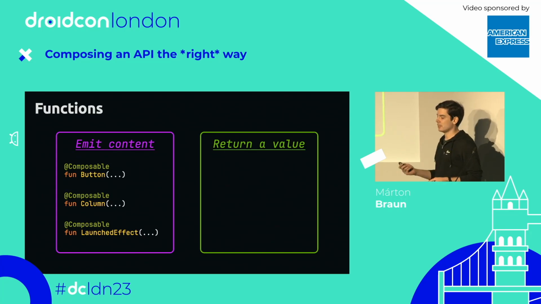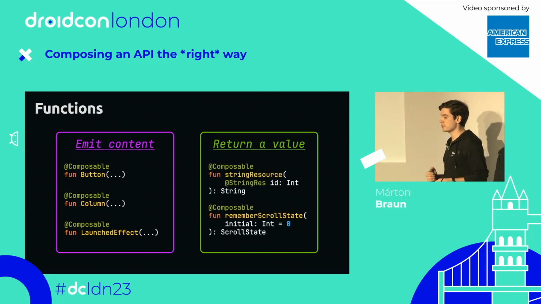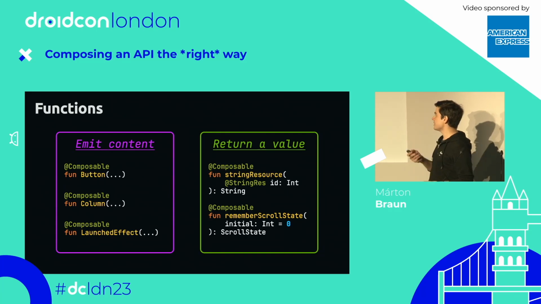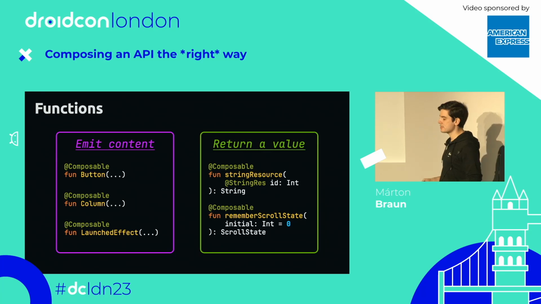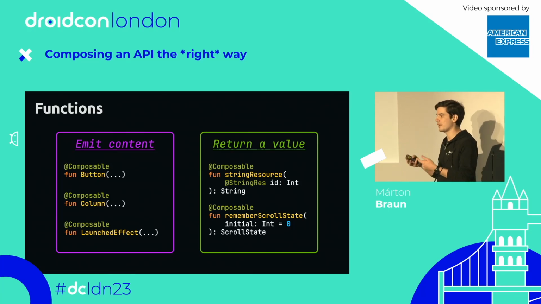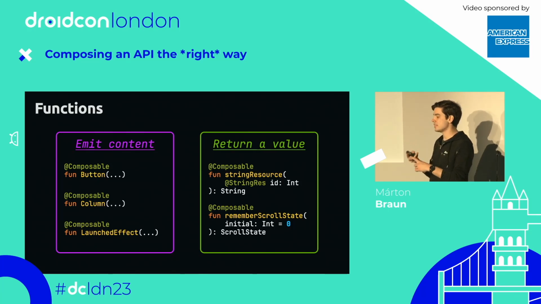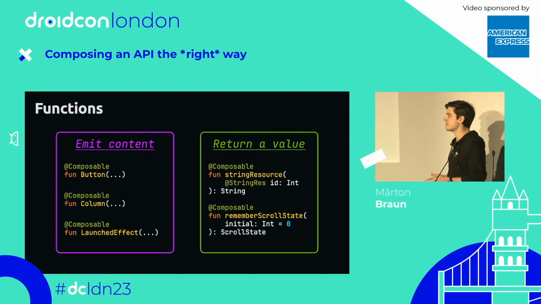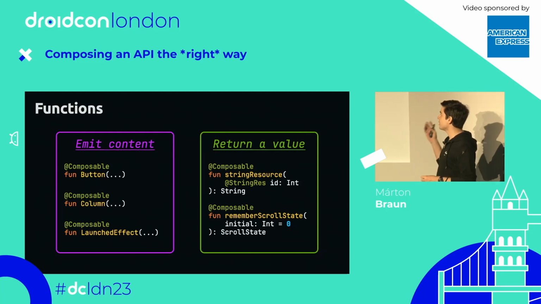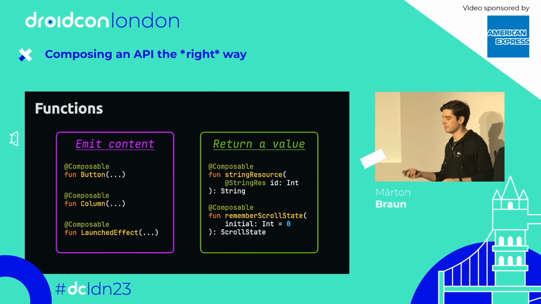On the other side of things, we have the composable functions that return a value. So these are named like any regular function in Kotlin. They have lowercase names, something like a string resource or any of the remember type functions, for example. And the purpose of all of these is to produce a value. And the reason why they are composable is because they depend on something in Compose. So whether that's some composition local values, or they just make reads to compose state and produce values dynamically based on that. But their primary purpose is to produce a value.